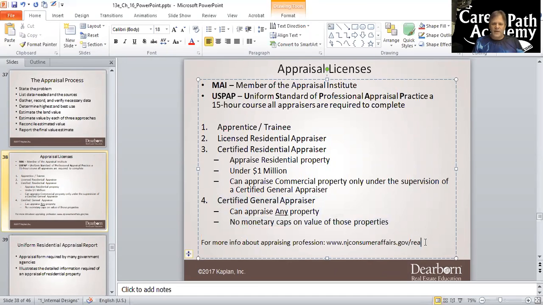If you want more information about the appraising profession, you go here. Let me copy that link now and put it in our class notes.